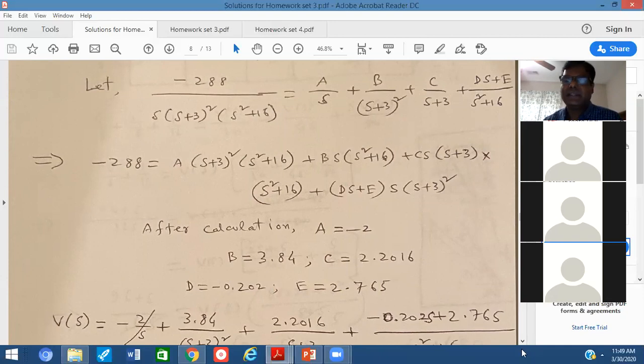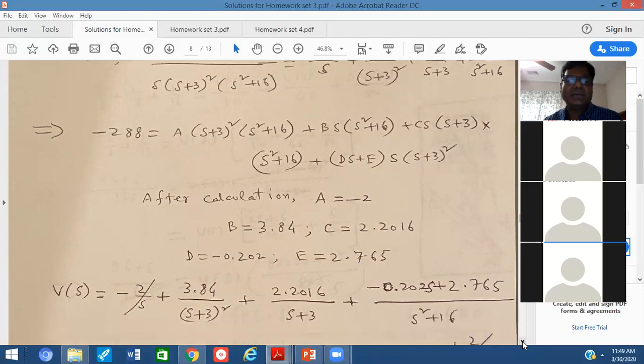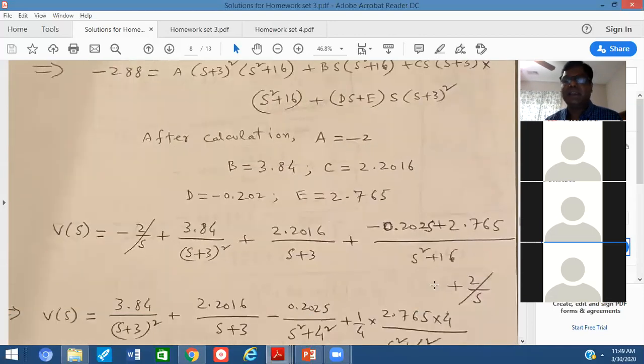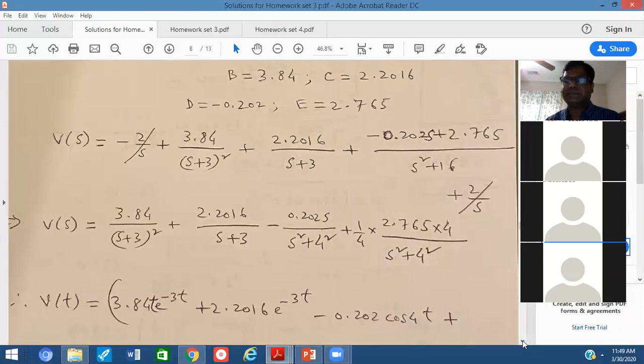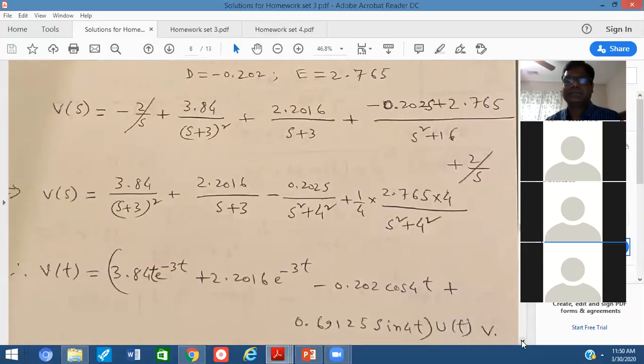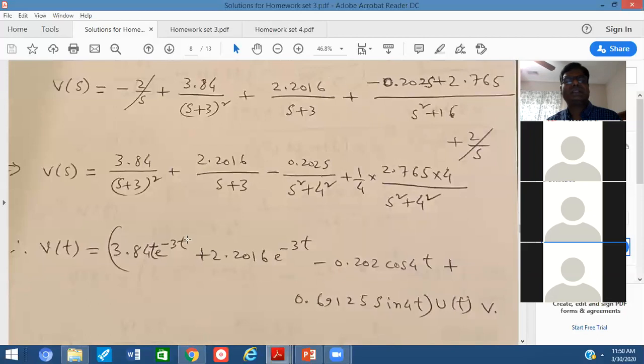And then I am plugging all those things into the above equation, and then I am adding plus 2 over S. So plus 2 over S and minus 2 over S cancel. Finally, this is my expression. Finally, this is the result after making the inverse transformation.